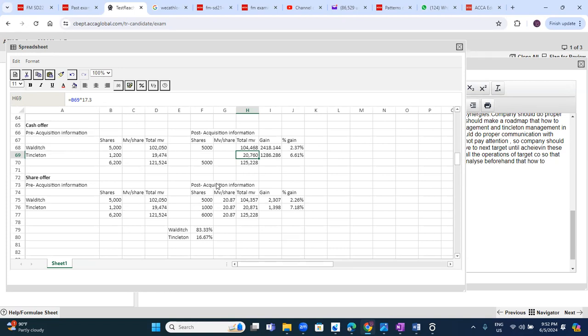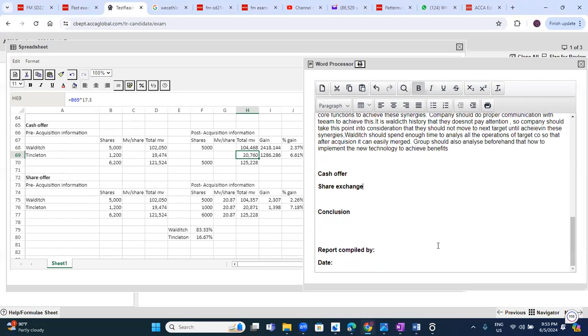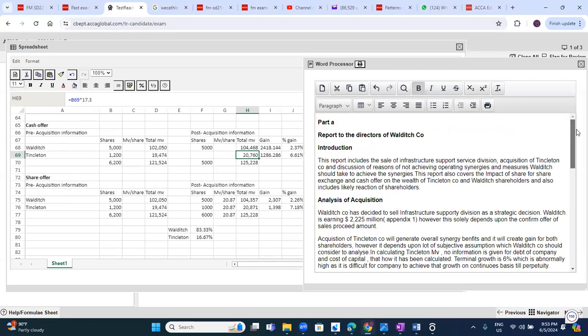Okay. And remember one thing, all this discussion, these are my points. Your points can be different. In the last part, you will make one paragraph on the cash offer, one paragraph on the share exchange, and then a brief paragraph on the conclusion. And then at the end, you will write report compiled by and date. That's how you will write.